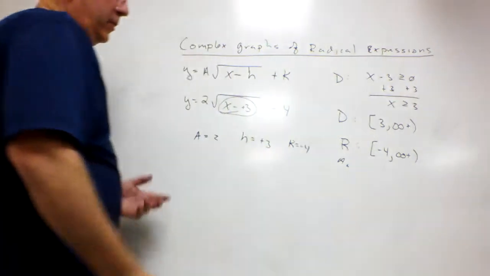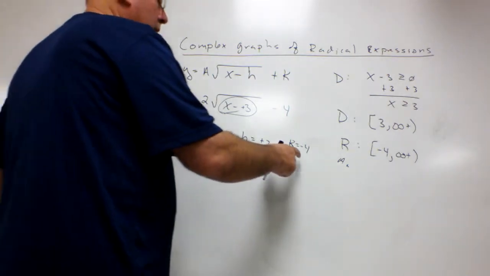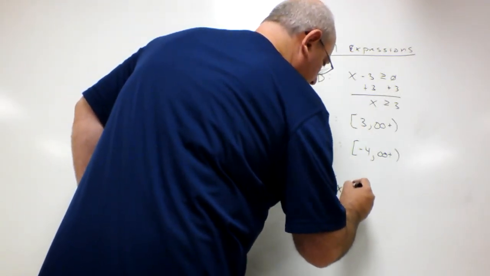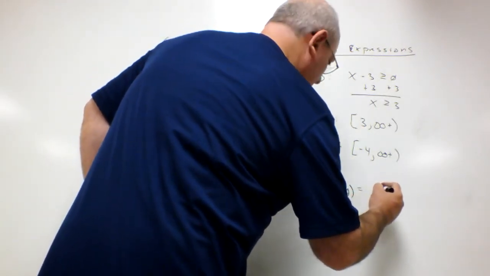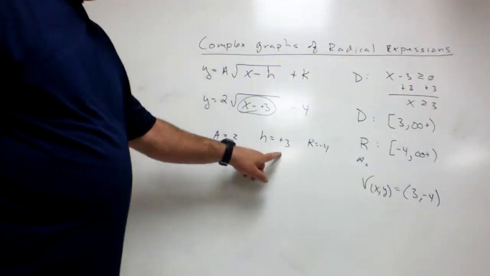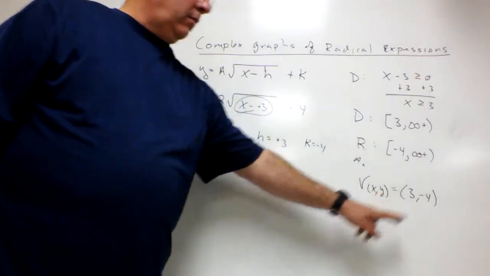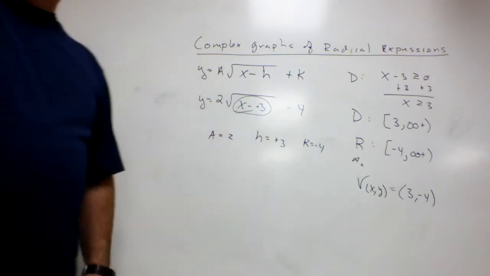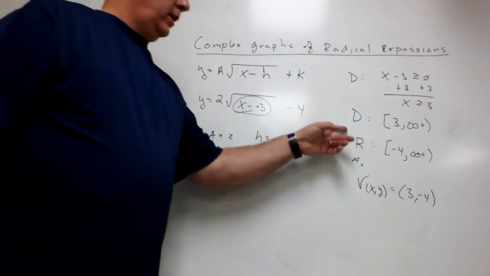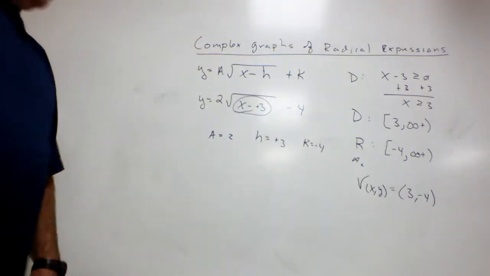The reason it's important to note them is because we're going to use the 3 and 4 to start our vertex, or to start our graph. The vertex x and y coordinates are at h and k, the 3 and the negative 4. This 3 is the number that we need to start our table of values. So first thing you want to do is define your domain and range and your vertex so you know where you're going to be starting from.